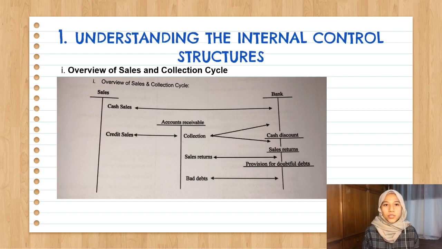Okay, so we shouldn't see a debit balance in the sales account. This is because the normal balance for the sales account is in credit. If we see there is a debit balance in the sales account, we should come to a conclusion that the company could have made a mistake or error in recording.